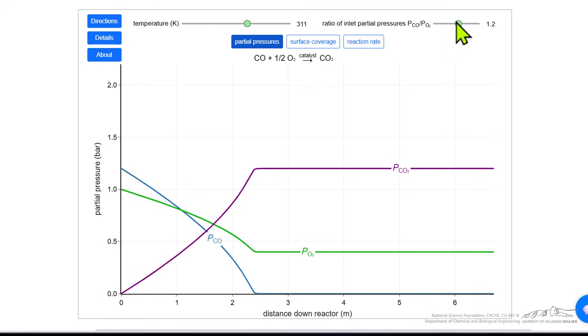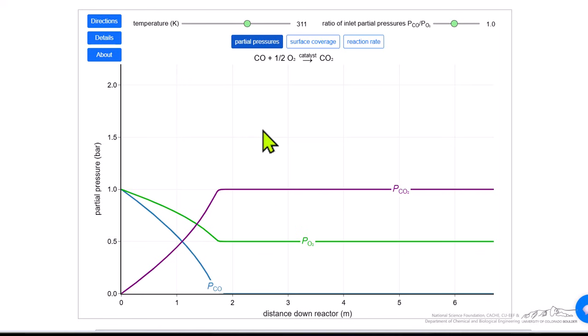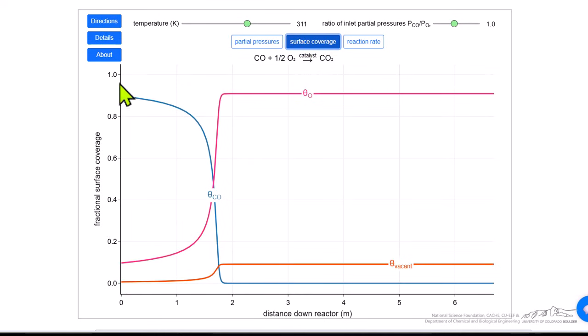So if I pick a ratio of 1, then I'm going to use up all of the carbon monoxide while I still have oxygen left because of the stoichiometry ratio. And you see, of course, we're forming CO2. So partial pressure CO, in this case, we go to complete reaction, drops to 0, and we still have half of the oxygen left.